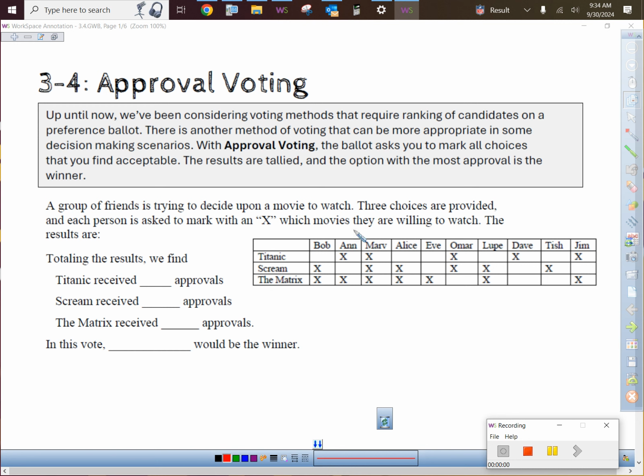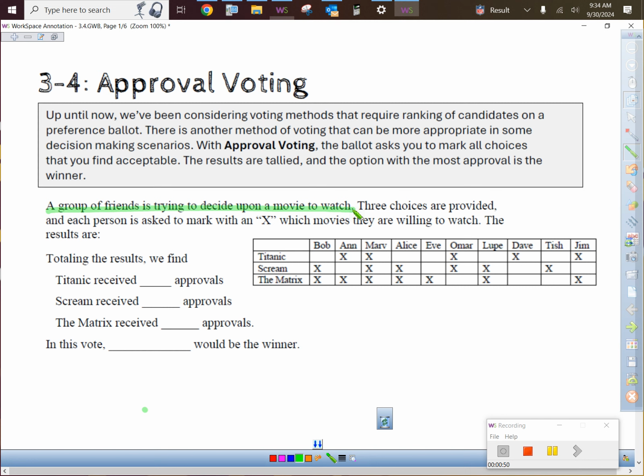It's just like, hey, all these friends are getting together, and they're like, yo, what movie should we watch tonight for our little group movie thing? And what's weird about this is this survey must have taken place in like 1999 with these 3 movie choices, but they're choosing between Titanic, Scream, and The Matrix. Some nice 90s movies right there. But here's what they're asked to do.